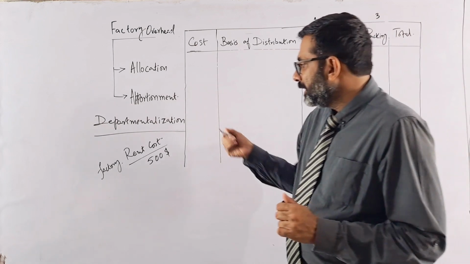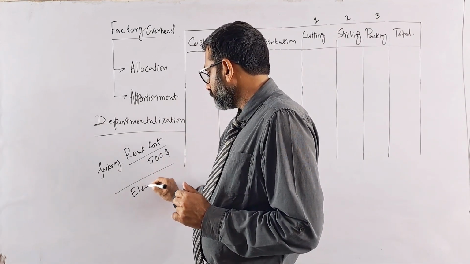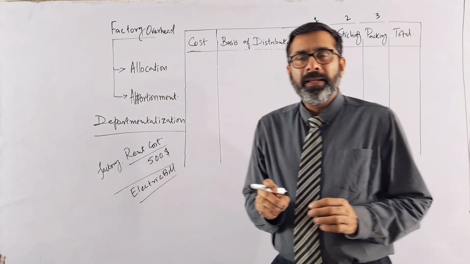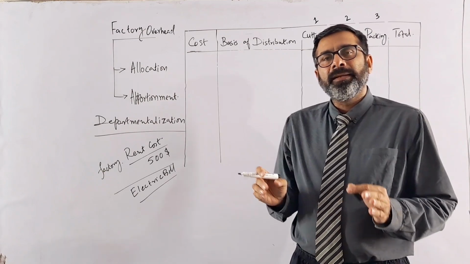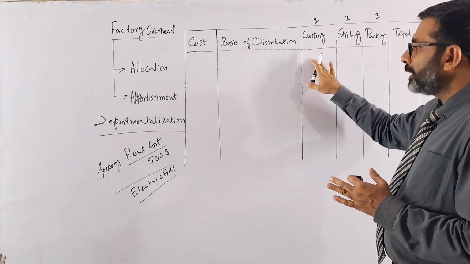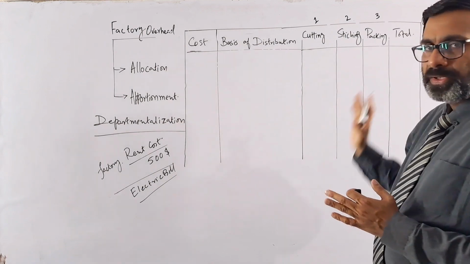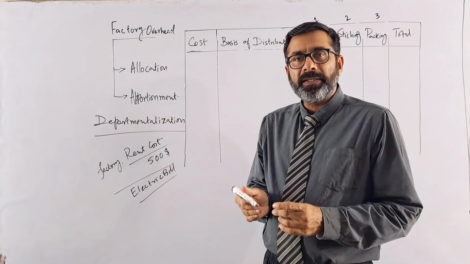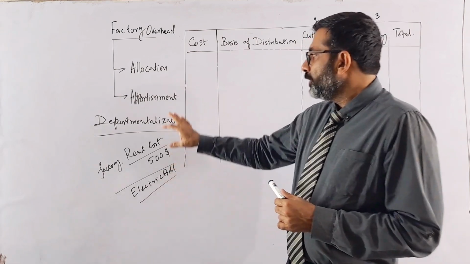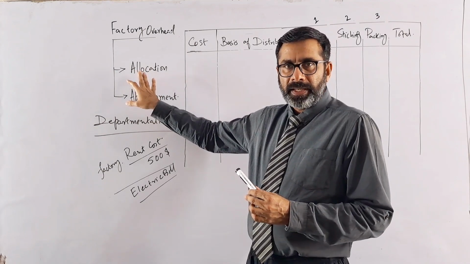But there is a possibility, for example, like an electric bill. For the electric bill, we have a chance that they have separate electric meters. For example, the cutting department has meter number 1, the next has meter number 2, and the third has meter number 3. So every department has a separate electricity or power meter. So in that case, we don't need any apportionment. What we have to do, we have to allocate the expense.